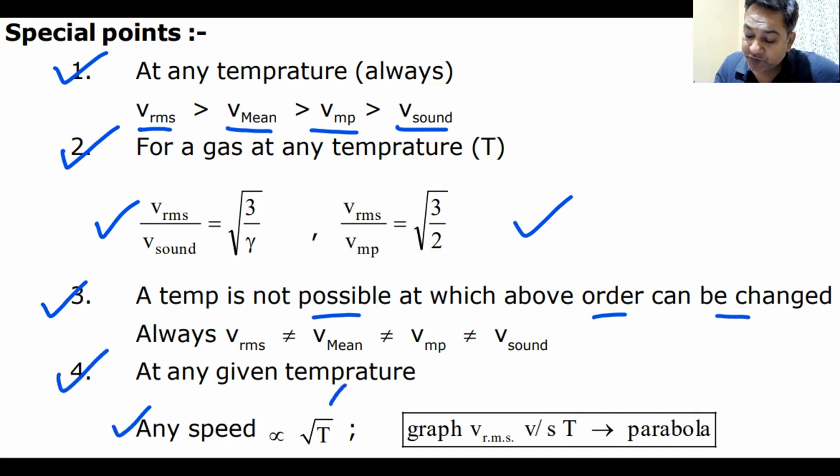Any speed is proportional to root over absolute temperature. The graph is a parabola. We have already seen the graph. It is a parabolic graph. Please note this down. I'll give you a minute to note it.